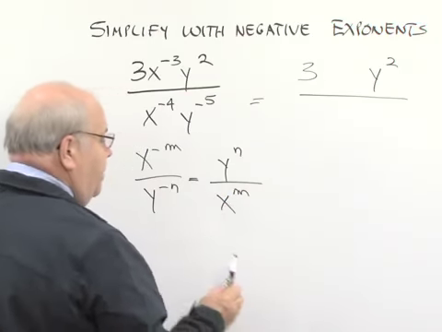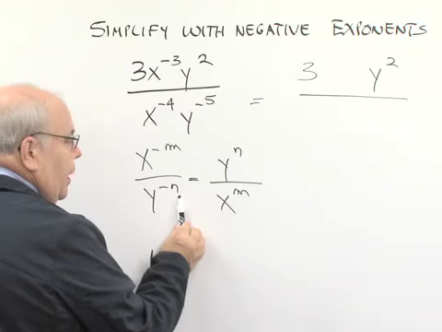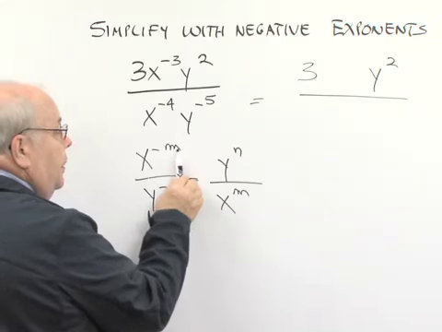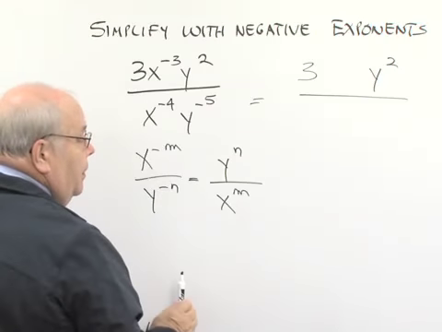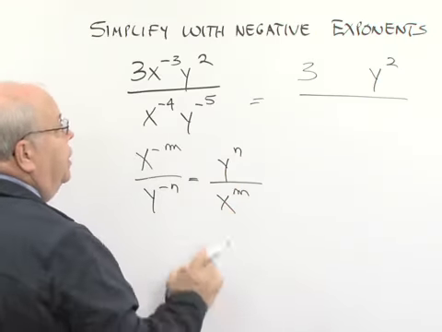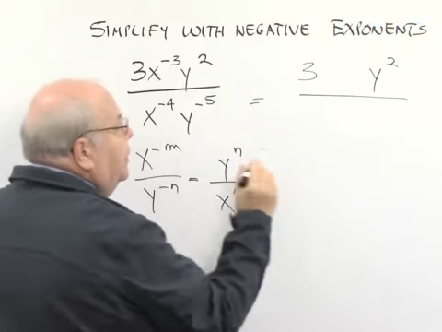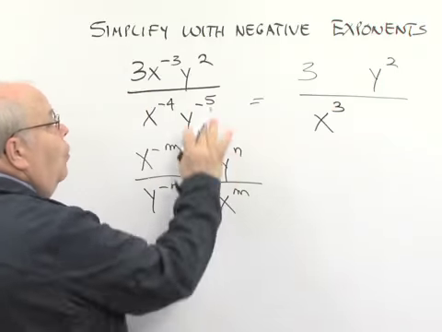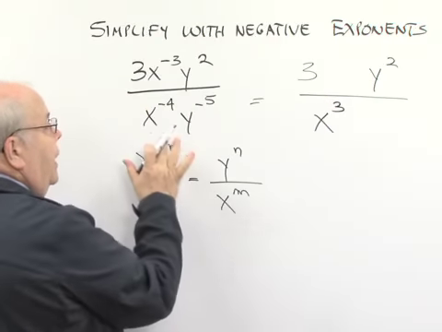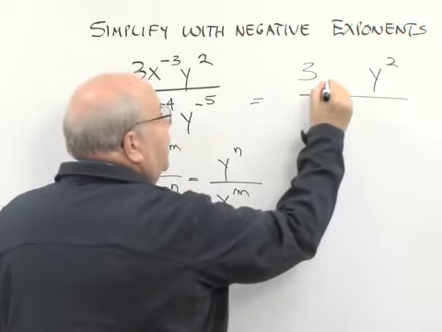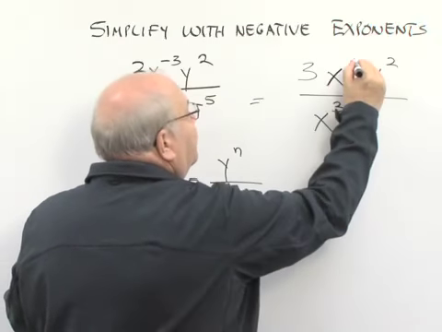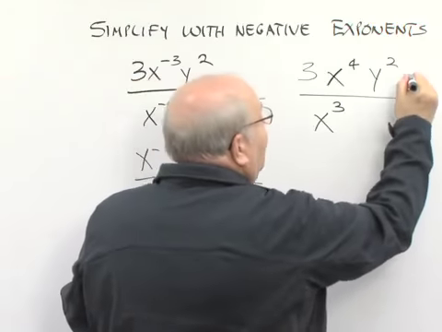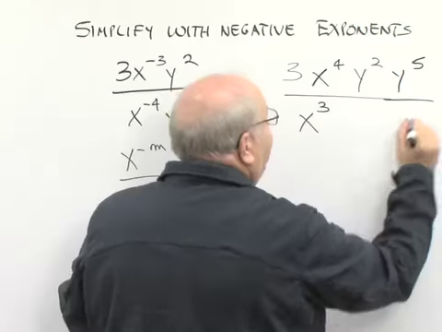I think you can see what's happening. If we have a negative exponent in the denominator, it becomes a positive exponent in the numerator. If we have a negative exponent in the numerator, it becomes a positive exponent in the denominator. The base doesn't change. So that means x to the minus third in the numerator would become x to the positive 3 in the denominator. We don't move the y squared or the 3, but the x to the minus fourth in the denominator becomes x to the fourth in the numerator. The y to the minus 5 in the denominator becomes y to the fifth in the numerator.